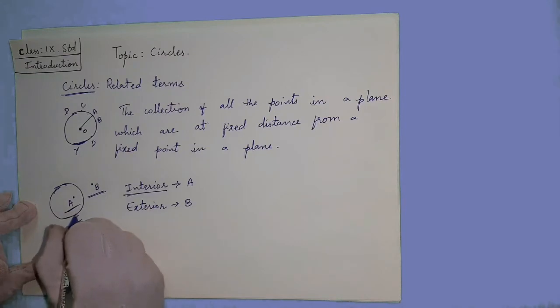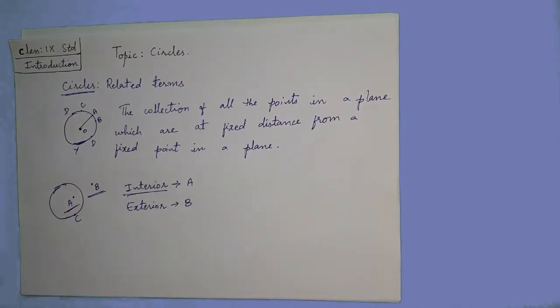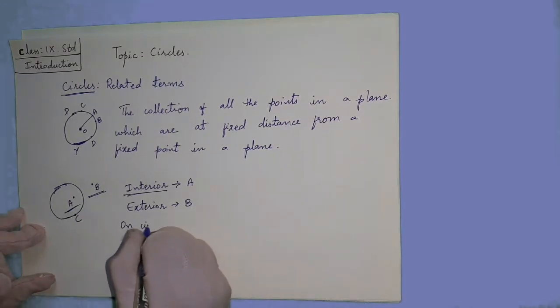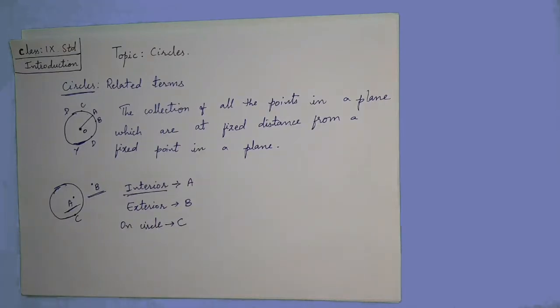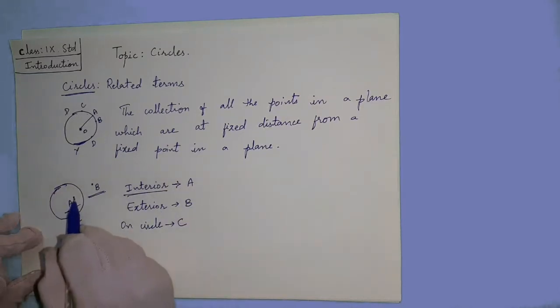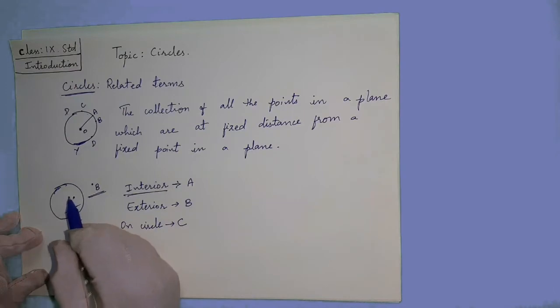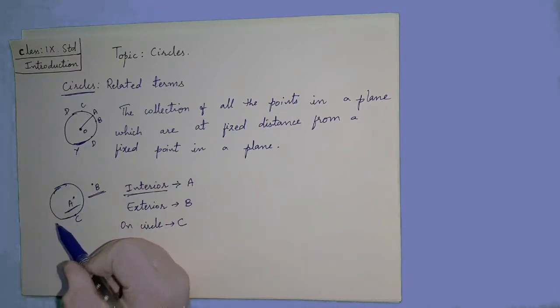And the third is point C, which is exactly on the circle, or you can say on the circumference of the circle. It means whenever we draw a circle, it divides the plane into three parts: interior of the circle, exterior of the circle, and on the circle itself. So you have to remember these three. A plane is divided into three by a circle: interior, exterior, and on the circle.